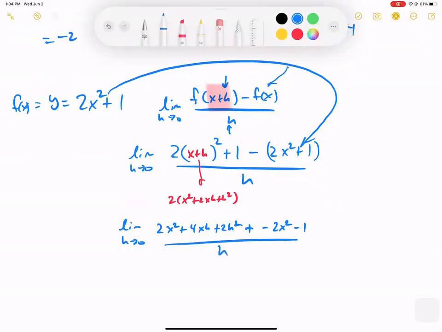Now, this looks like it's a lot of work, but honestly, it's just me copying it. Oh, I forgot to correct plus 1. I'm sorry. Can you see any like terms on top with 2x squared? Do you see another 2x squared on top?